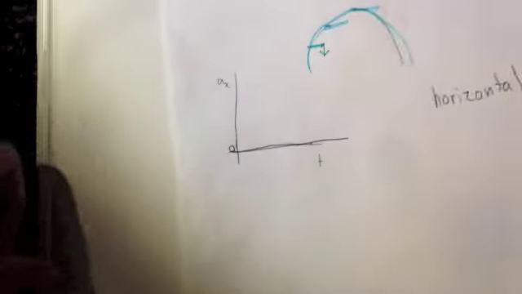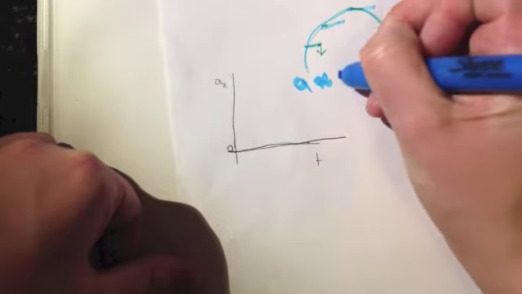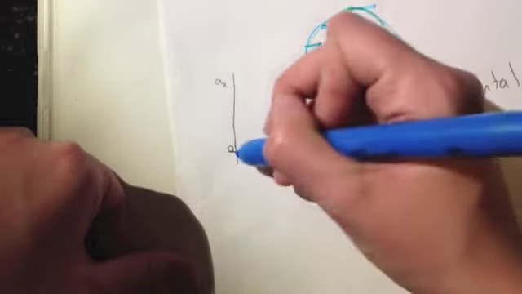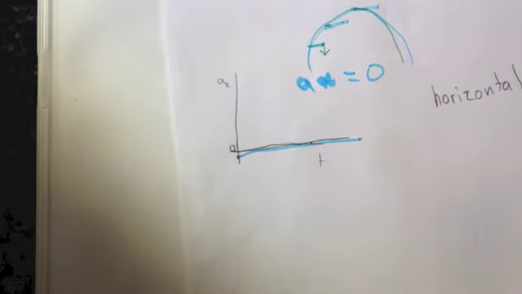And since it remains constant, your acceleration in the x direction is always going to equal 0. So this is very simple to draw, because you just draw a straight horizontal line on the x-axis.